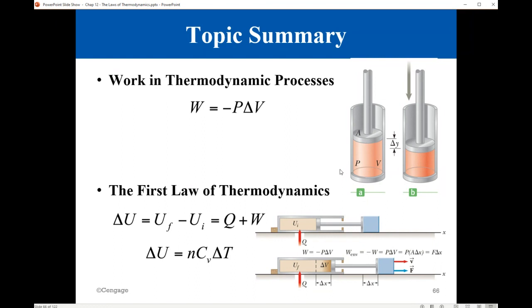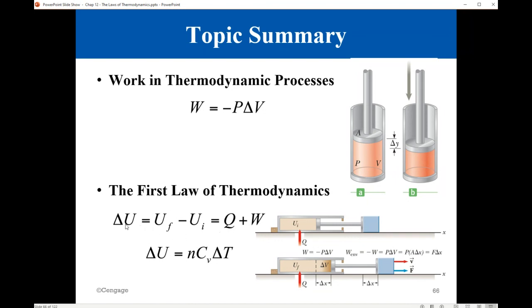The first law of thermodynamics is about conservation of energy. It tells us that the change in the internal energy for the system is equal to the heat energy that the system takes from the surrounding plus the work. Okay? So both these can be negative or positive. If the system takes energy, Q is positive. If the system releases energy, Q is negative.